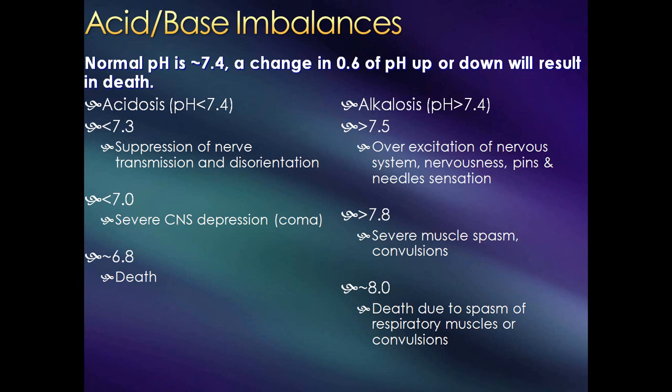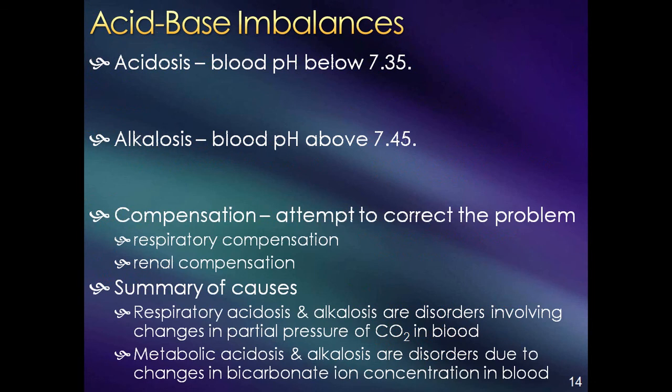And anything above 8, we typically see death due to respiratory failure, as your diaphragm is no longer functioning due to the overexcitation associated with alkalosis. But the question becomes, what causes these two things? Now, when it comes to acid-base imbalances, again, remember, acidosis is anything below 7.35, and alkalosis is anything above 7.45. Now, the question is, what causes it?